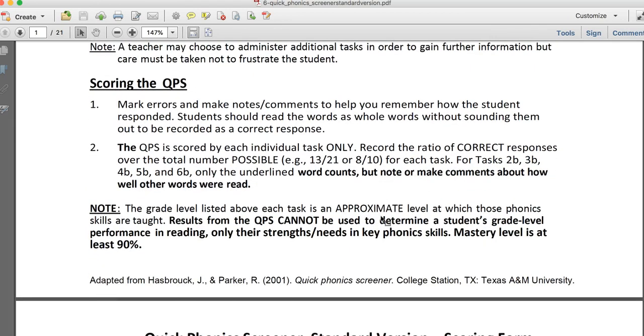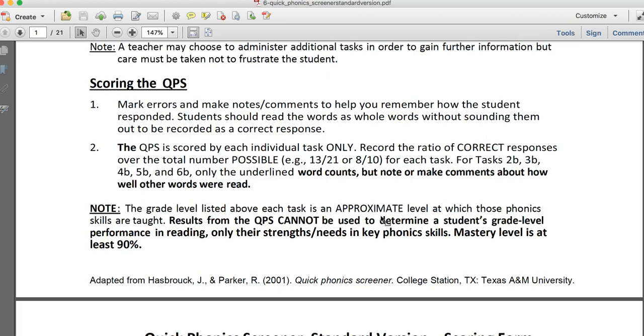When you're scoring it, you want to mark errors, make notes and comments to help you remember how the student responded. The student should read the words as whole words. They should not be sounding them out in order to be a correct response. We want to see that they can read words, that they are starting to have some automaticity with their words. They're not having to still break it down into those individual phonemes. So if they're sounding it out, they don't get credit, only if they say the whole word.